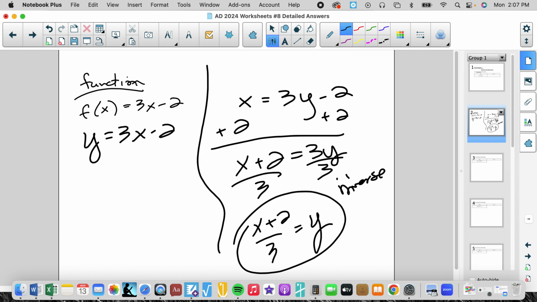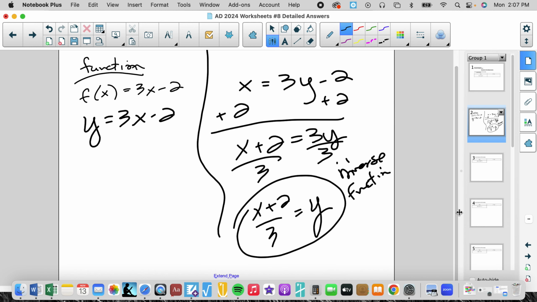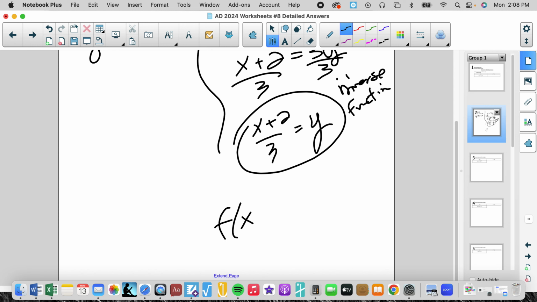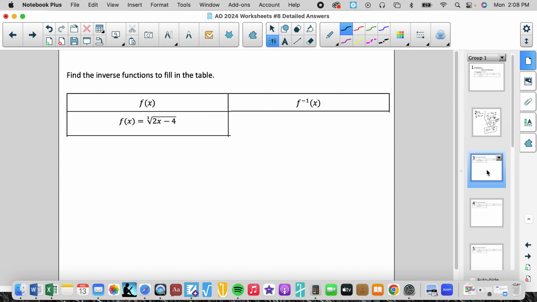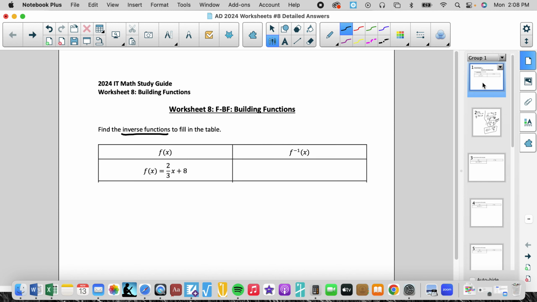And for the inverse function, it's not a function because we made it y, but you'd have f of x with this little prime, that's called prime, equals x plus 2 over 3. That's how you would find the inverse function. And that notation is saying that you're taking the inverse of it, or f to the negative 1, which also means inverse.